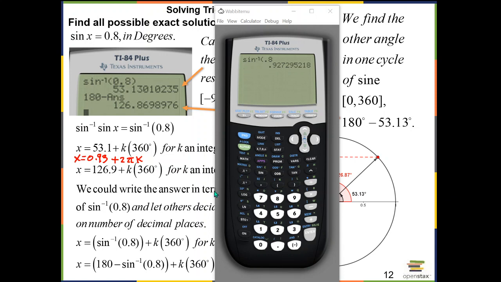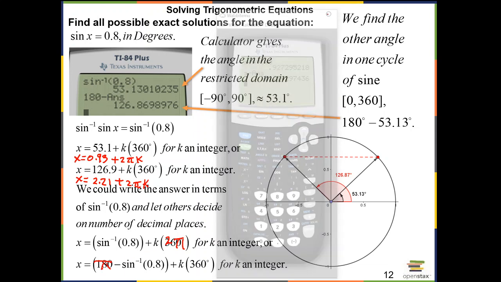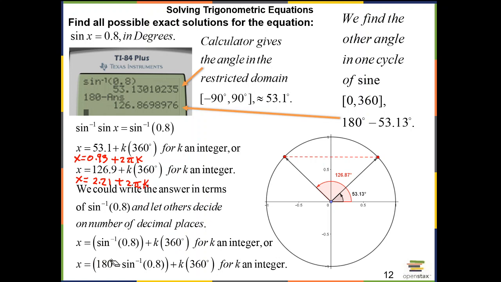And what about this one? Well, this one you have to take pi and subtract the answer from it. Then it would be what? It would be, let's see, x equals to 2.21 radian plus 2 pi k, right? Now, if you want to write it in general with the sine inverse, the only difference is that instead of 360 here, you put 2 pi, and instead of 180 here, you put pi, right? So that's how you do it in radian.